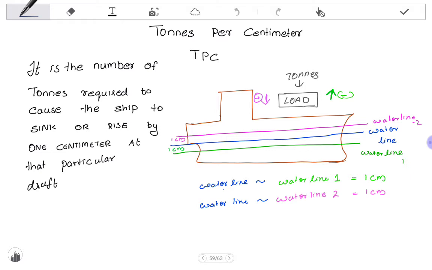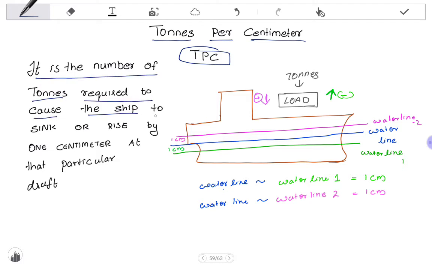So the next topic is tons per centimeter. It is also known as TPC. It is the number of tons required to cause the ship to sink or rise by 1 centimeter at that particular draft. At present the vessel is floating at this water line.